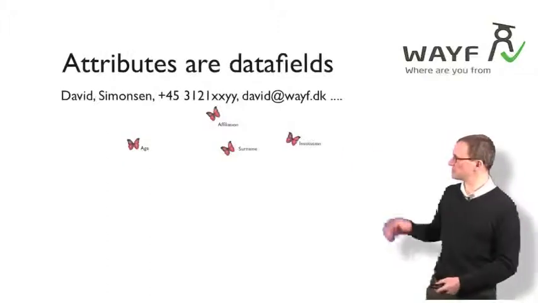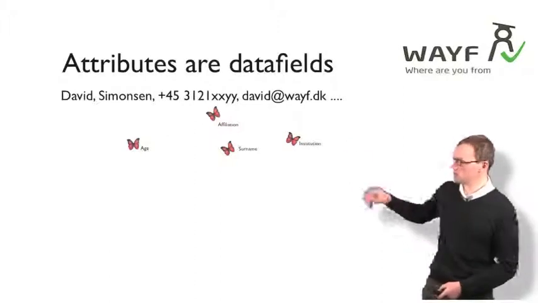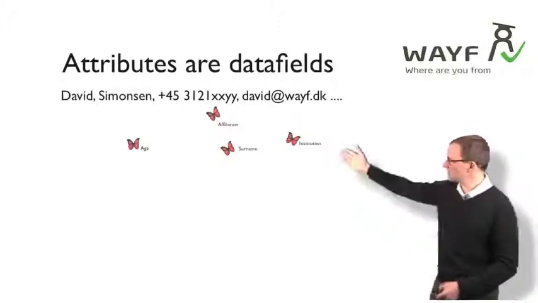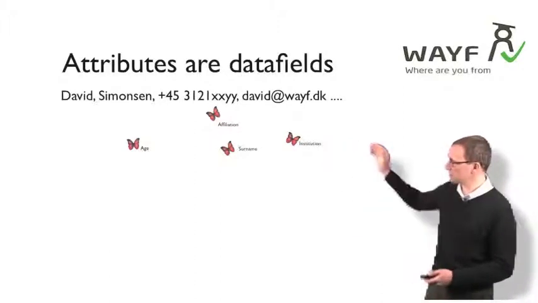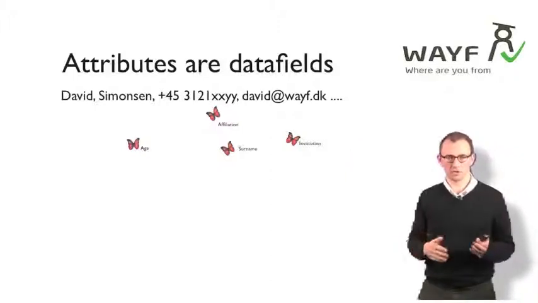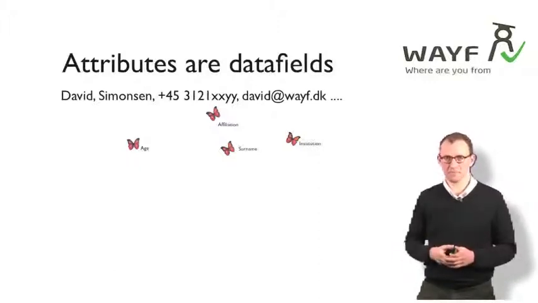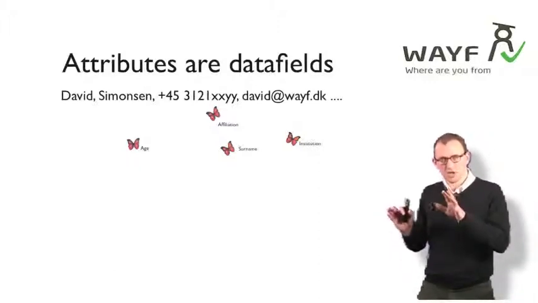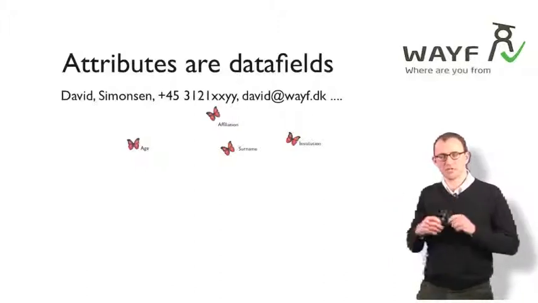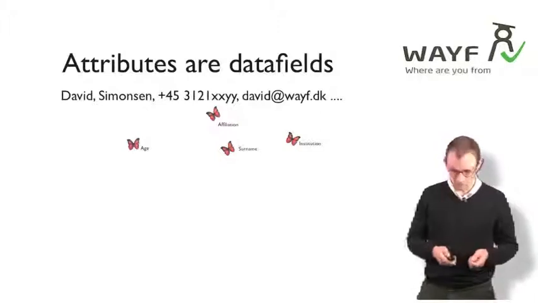So here are some data fields. There's one called David, there's one called Simonsen, that's me. There's something about my phone number, there's something about my email address, and you can imagine many, many more things that you want to express about me as a user, affiliation and so forth. So these attributes are the pieces of data which are being handled by the Identity Federation, information about me.